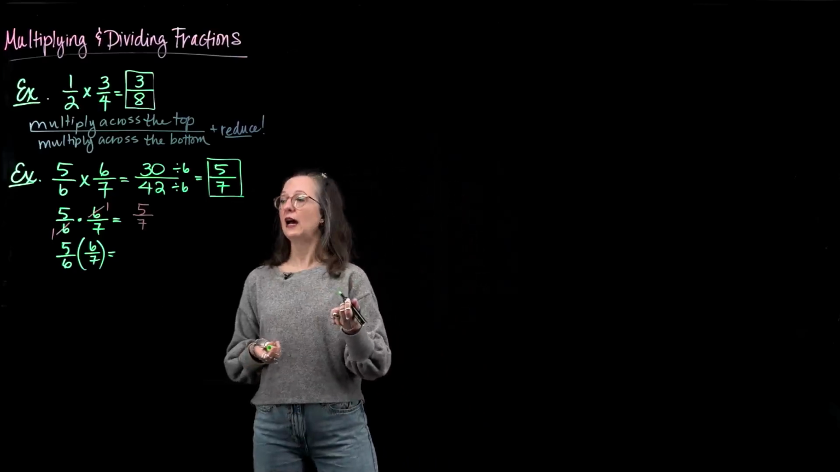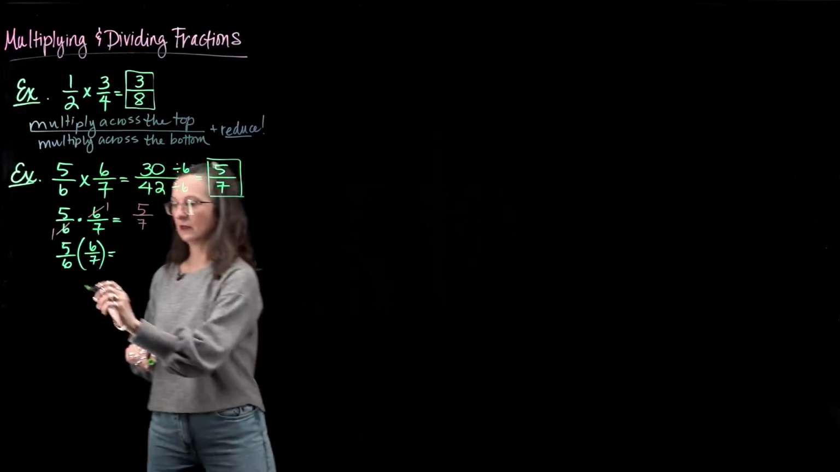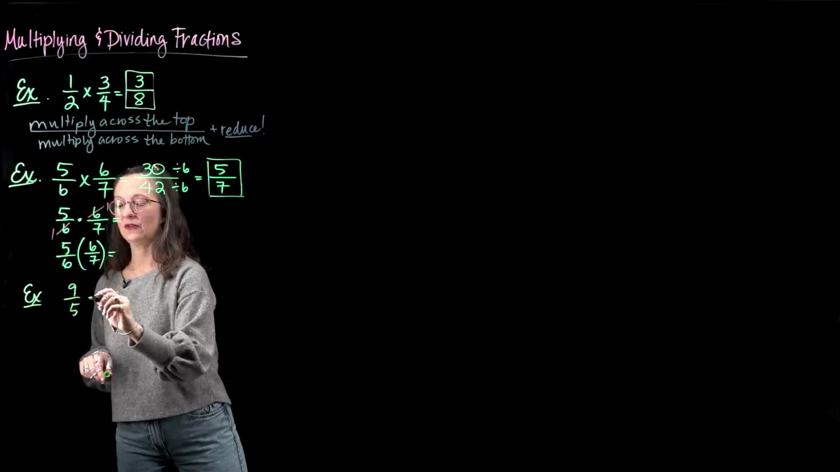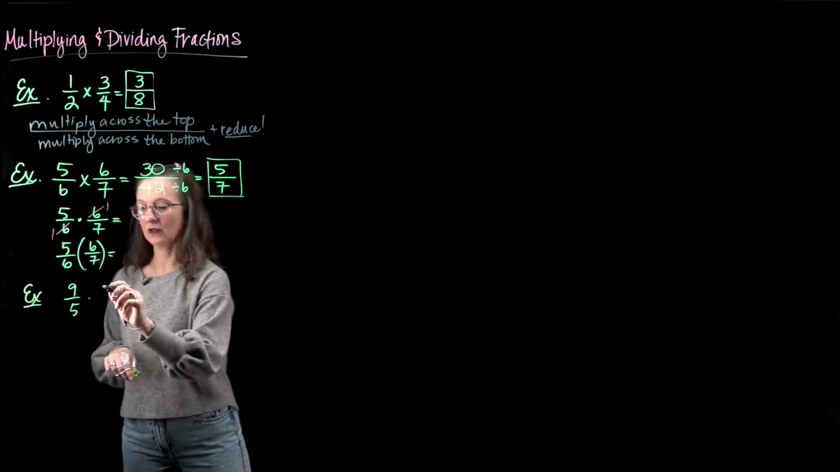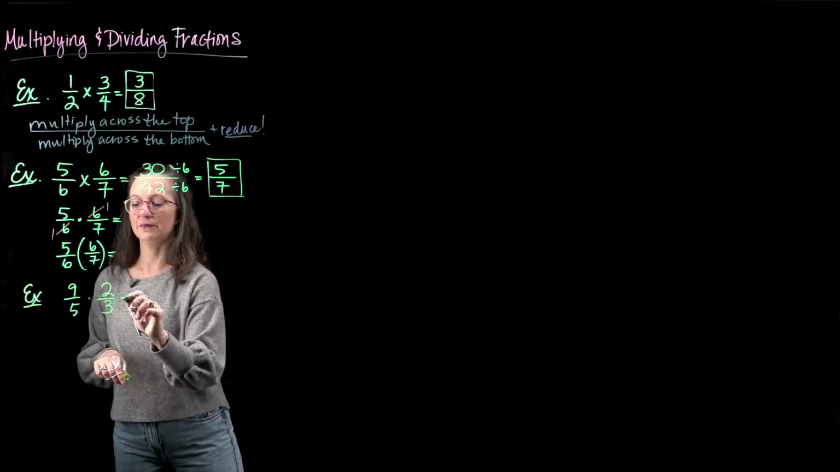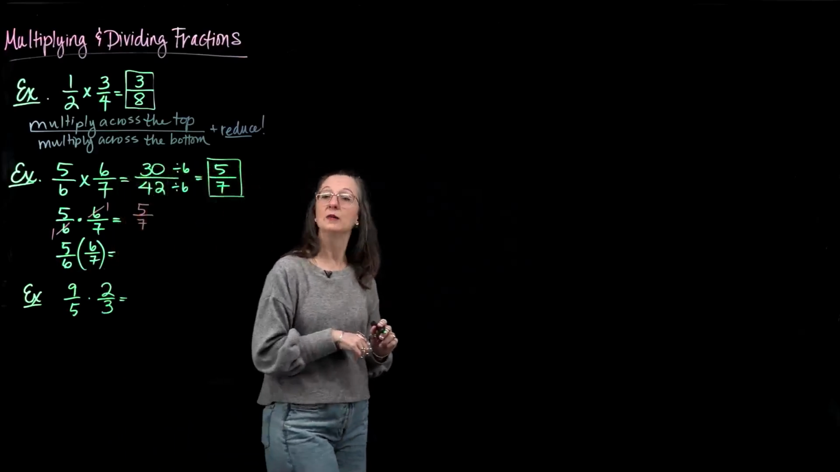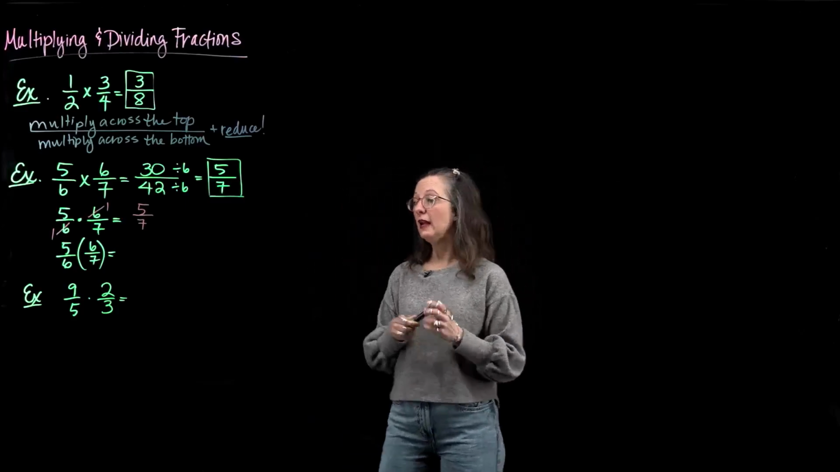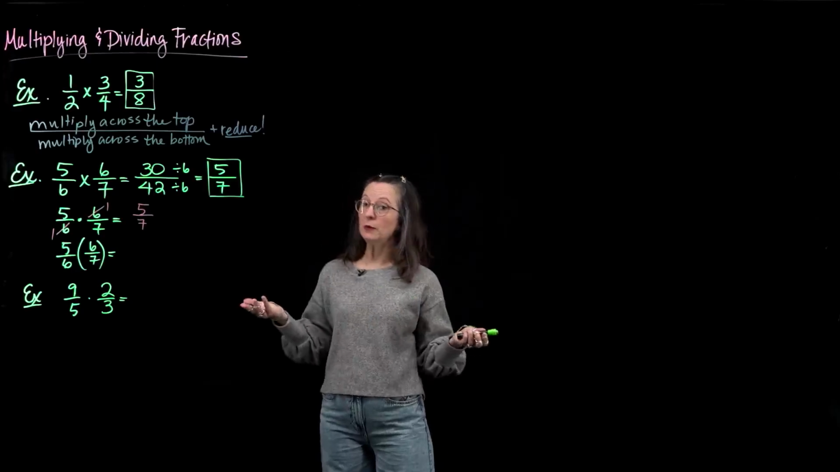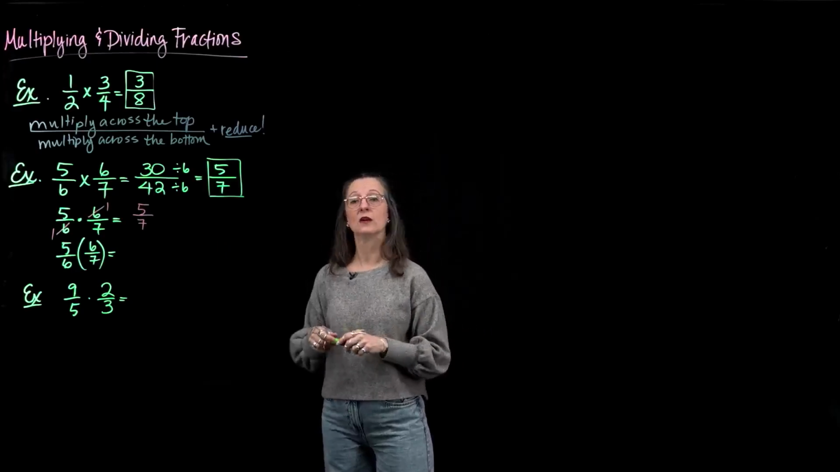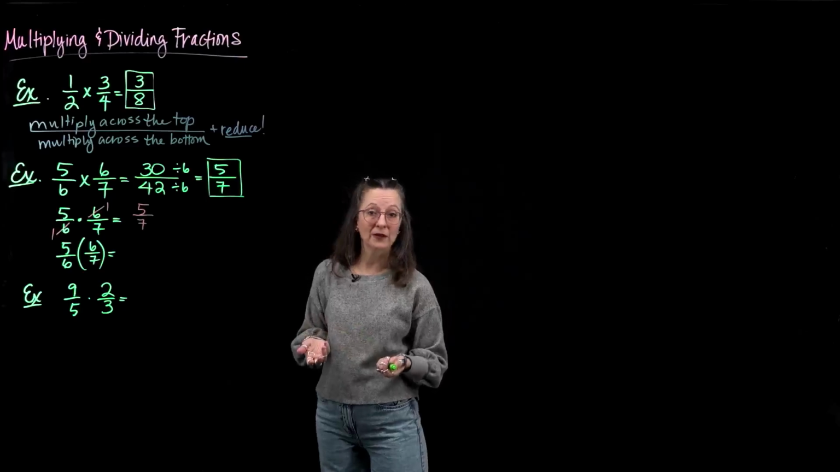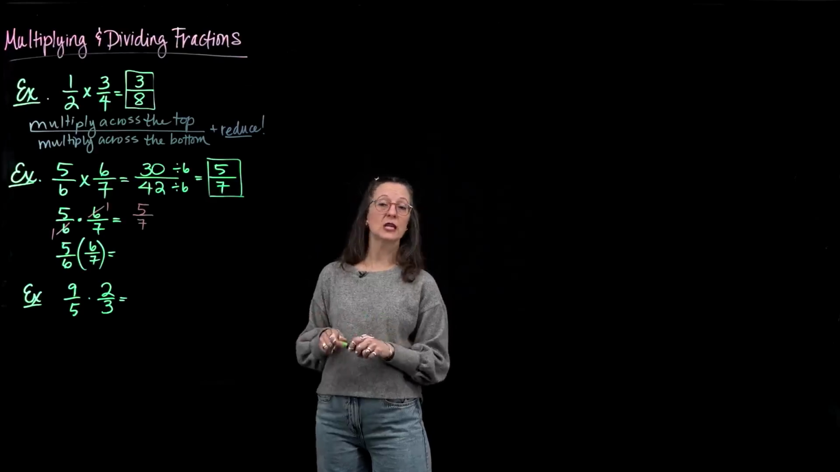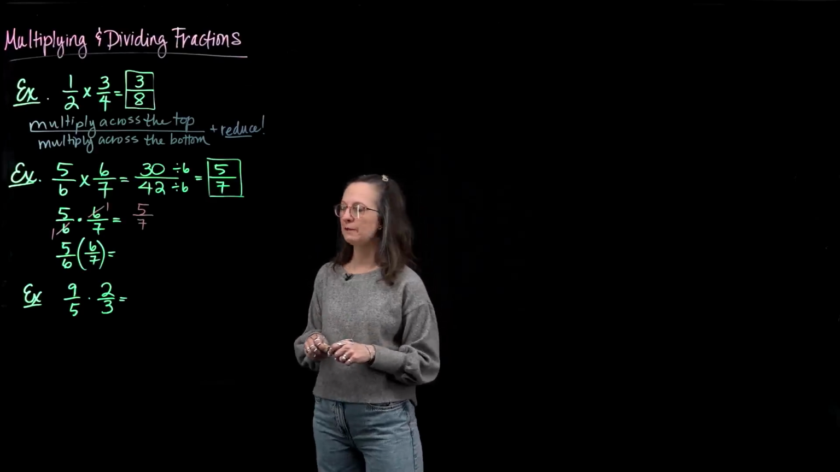All right, let's look at another one. So I'm going to say 9/5 times 2/3. This time I put a dot in between. That's how you'll see it most often. That 9/5, remember it's totally okay to deal with a fraction that is improper, meaning that the numerator is bigger than the denominator. Multiplication and division works just the same way.